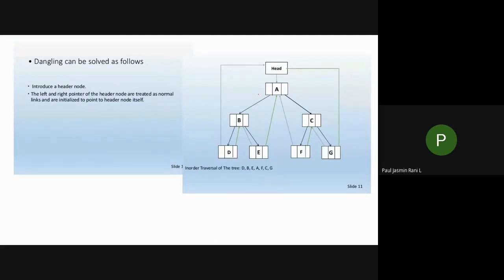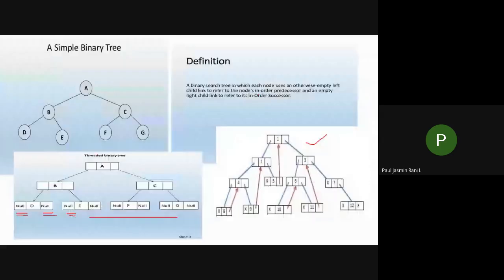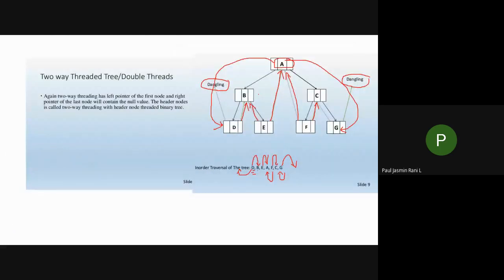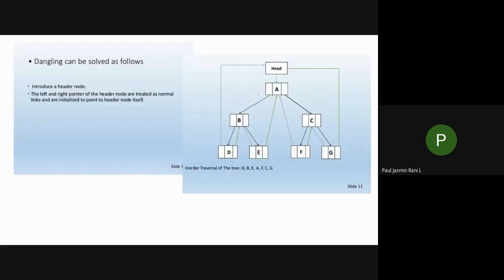One-way threaded binary tree means I concentrate only on your right side or on your left side. Two-way threaded binary tree means you replace the null on both sides. When you do this, you will get a hanging problem. The hanging problem can be solved by using the head node address. This is the explanation of your threaded binary tree.